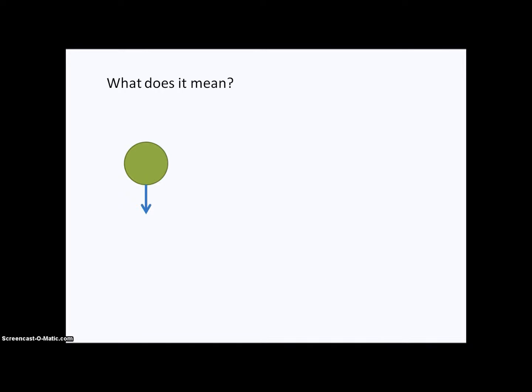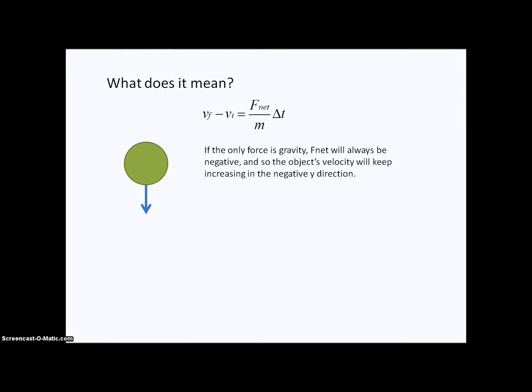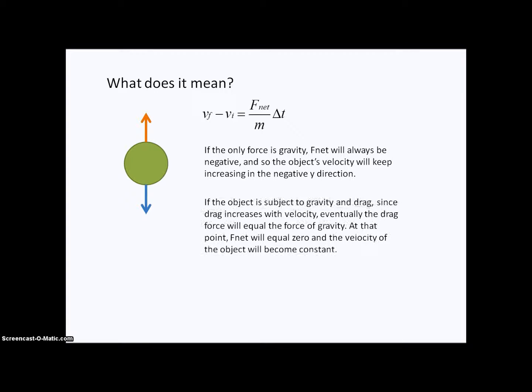Let us look at the first model, where the only force considered was the force of gravity. If the only force is gravity, F net will always be negative, and so the object's velocity will keep increasing in the negative y direction. However, if the object is subject to gravity and drag, since drag increases with velocity, eventually the drag force will equal the force of gravity. At that point, F net will equal 0 and the velocity of the object will become constant. This final constant velocity of motion is called a terminal velocity.